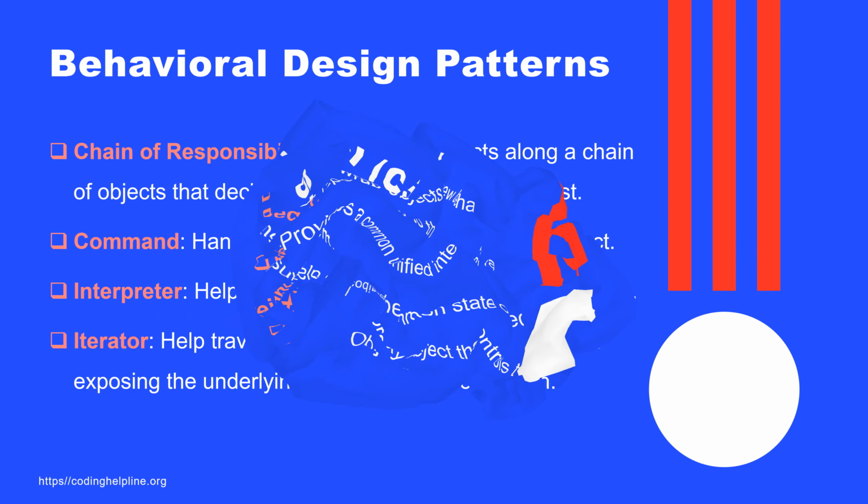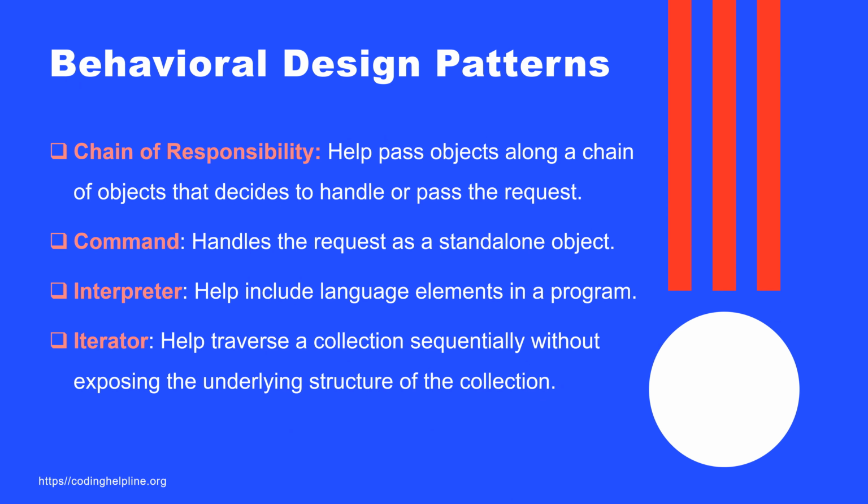Behavioral design patterns. Chain of responsibility design pattern helps pass objects along a chain of objects that decide to handle or pass the request to the next object in the chain. Command design pattern handles the request as a standalone object. Interpreter design pattern. This design pattern helps us include language elements into a program. Iterator design pattern. This design pattern helps us traverse the collection sequentially without exposing the underlying structure of the collection.